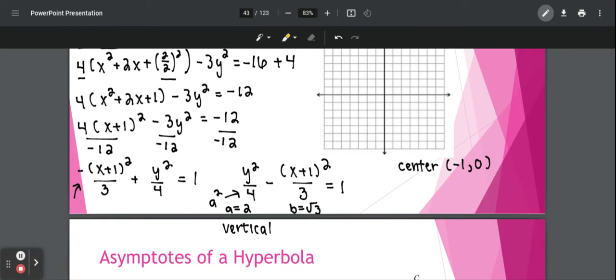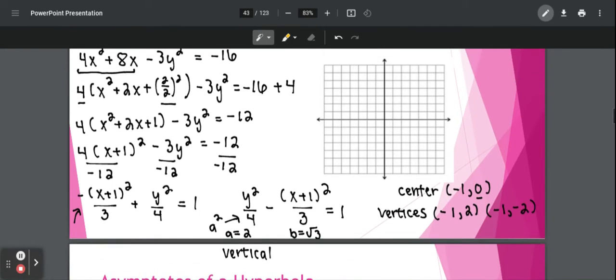So for our vertices, because this is vertical, our vertices are going to go up from the center and down from the center. So we're going to add and subtract 2 from the y coordinate. So our vertices will be at negative 2, 2. Oh, not negative 2, sorry. Negative 1, 2. And then we'll be at negative 1, negative 2.